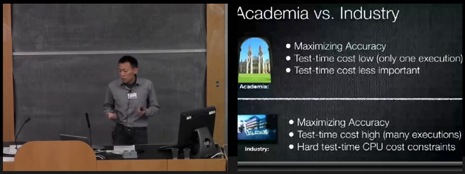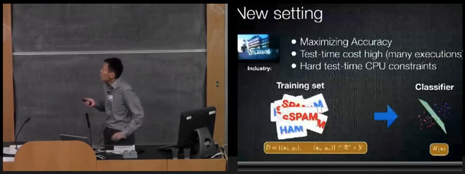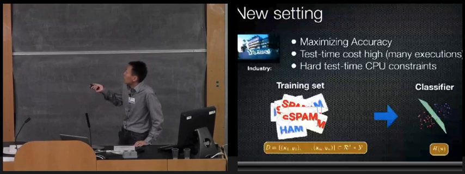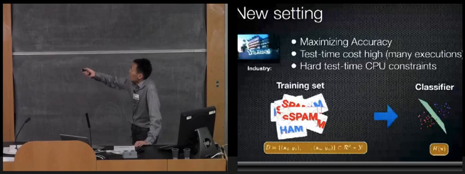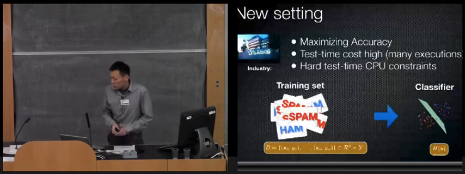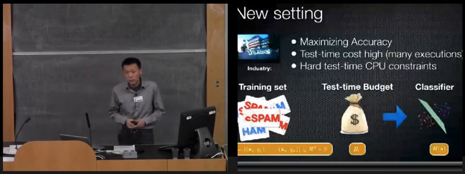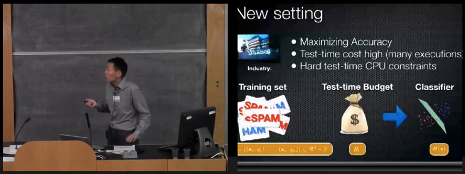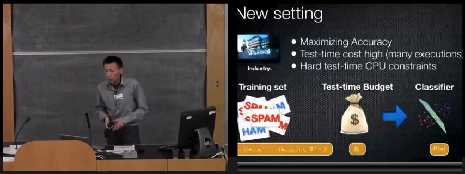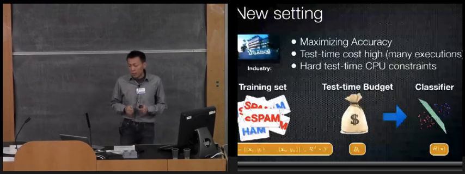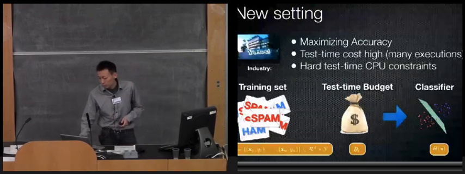So let's introduce a new setting. In the traditional machine learning setting, we have the training set, and we want to learn a classifier H(x) that maximizes the accuracy. Whereas in the new setting, we have to consider the test-time budget. We want to learn a classifier not only maximizing the accuracy, but also satisfying the budget during test time.